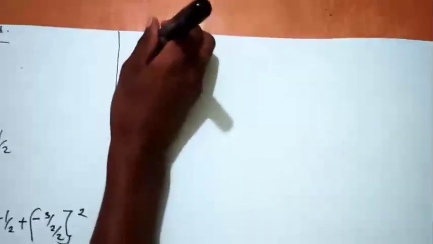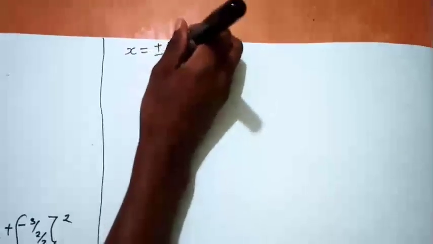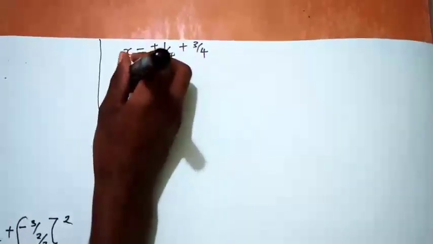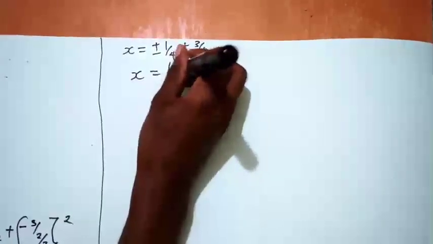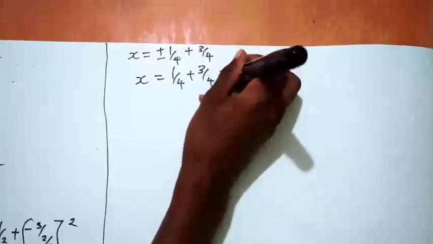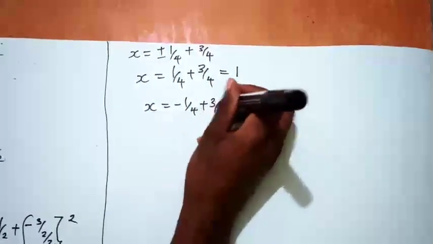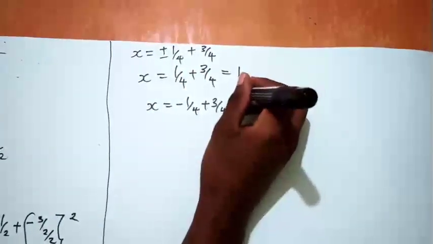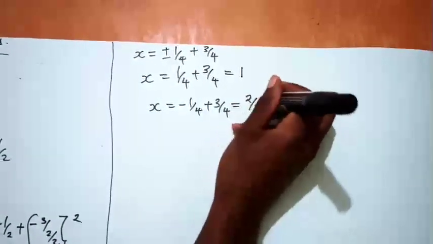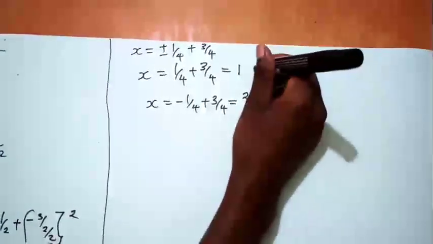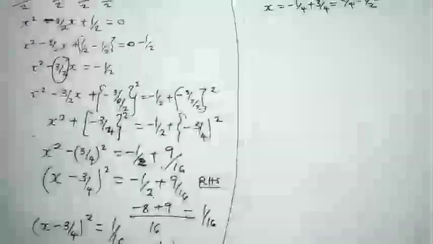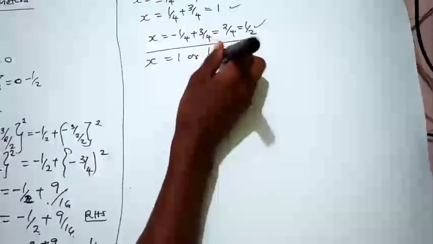When we proceed, x is given by plus or minus a quarter plus 3 over 4. When we start with addition, x is a quarter plus 3 over 4, which equals 1. And when x equals negative a quarter plus 3 over 4, it gives us 2 over 4, which equals a half. So we are getting the same answer as from the factorization method. So x is going to be 1 or a half.